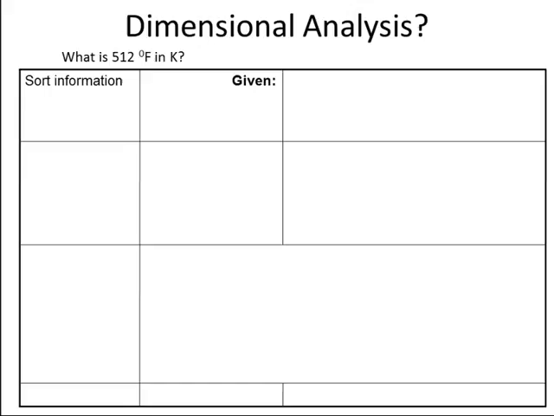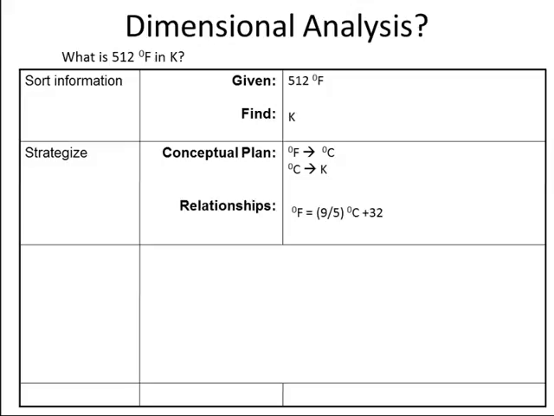Let's sort the information. We're given 512 degrees Fahrenheit. We want to find Kelvin. Let's come up with a strategy. First, our conceptual plan. We'll go degrees Fahrenheit to degrees Celsius. Then we'll go degrees Celsius to Kelvin. What are the relationships? Well, we have our degrees Fahrenheit to degrees Celsius equation. We have our Kelvin to degrees Celsius equation.